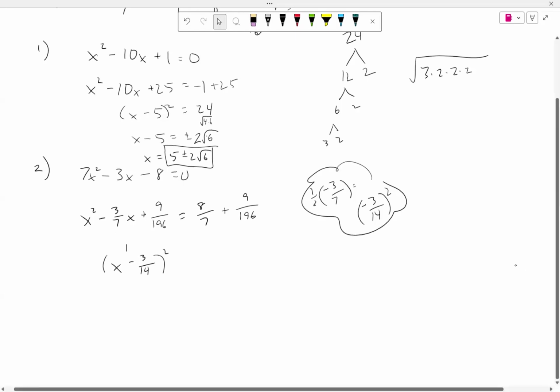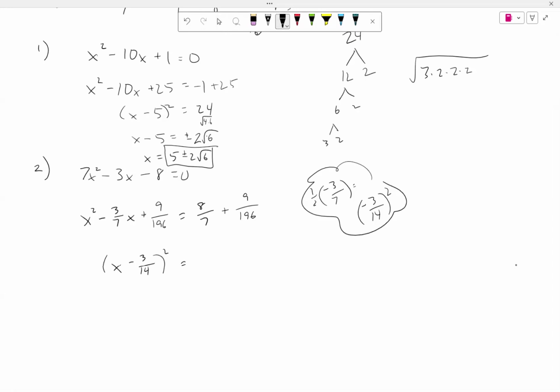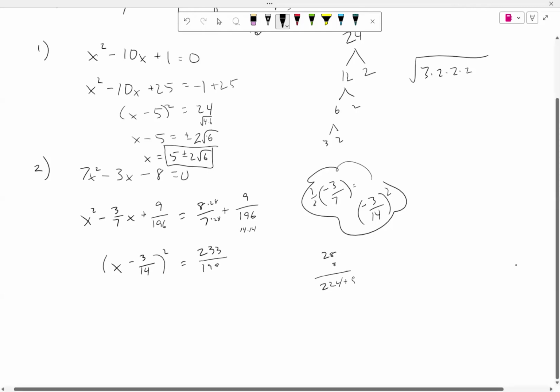Oh my gosh. 8/7 plus 9, 196. Does that work out? Yeah, remember, this was 14 times 14. So I think this is going to be, yeah, times 28. That's ugly. But I do expect you to be able to do 28 times 8, which is equal to what, 224? Okay, and 224 plus 9. So 233, is that what I'm hearing? Okay, 196.